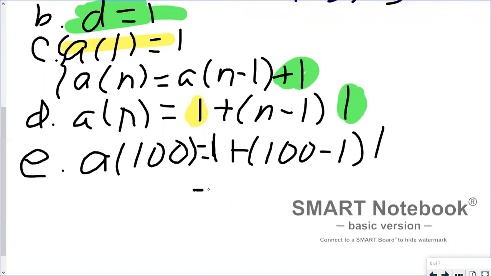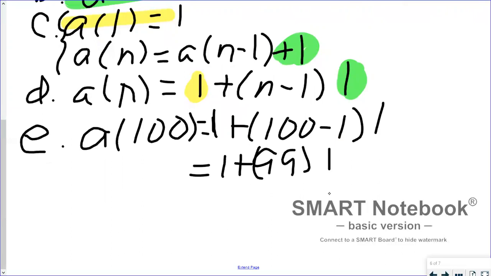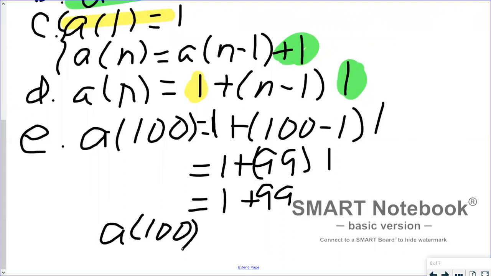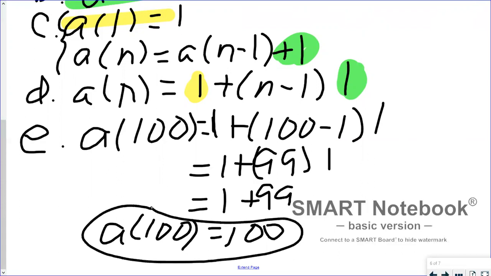So the only thing we have left to do is just simplify. So we have 1 plus 100 minus 1 will be 99. And then plug in the 1. Simplify one more step. 99 times 1 is 99 plus 1. So my A100 is simply 1 plus 99, which is 100, which is what we would expect since we are counting by ones. And we're done. We're completely done this problem.